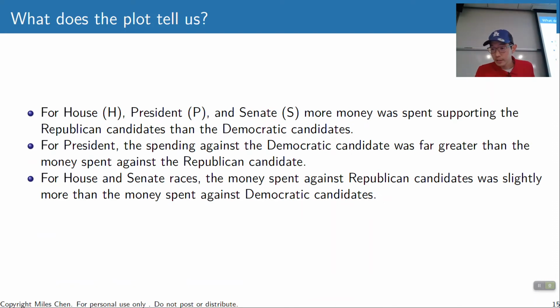All right, so all of this is revealed here. So for president, the spending against the Democratic candidate was far greater than the money spent against the Republican candidate. For House and Senate races, money spent against Republican candidates was slightly more than the money spent against the Democratic candidates.